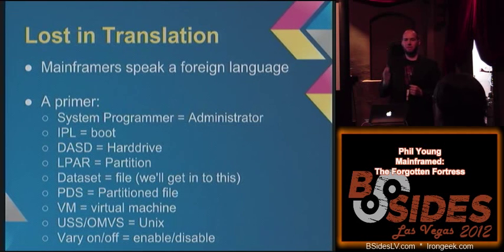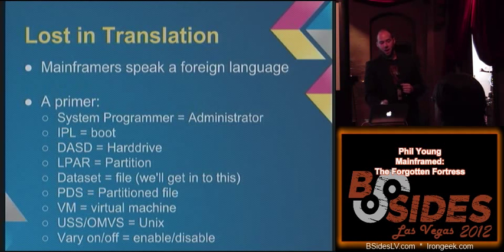DASD, hard drive. It literally stands for Direct Access Storage Device. LPAR, logical partition. Think of it like a partition, you have like Windows and Linux. That's all it is. Datasets, files. PDS is a partitioned dataset. It's just one file that has multiple entries in it. Virtual machine, USS, OMVS. Vary on and off means enable, disable. If you speak to someone who's been a mainframer, they will speak in these terms. They won't say partition, they will say LPAR. And if you don't know what LPAR is, and you ask another question, you'll get egg on your face.